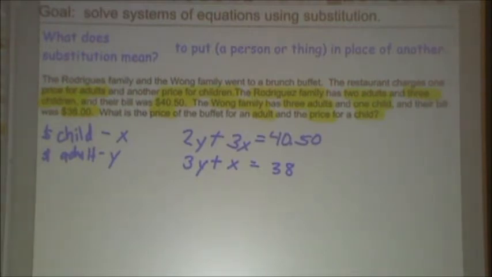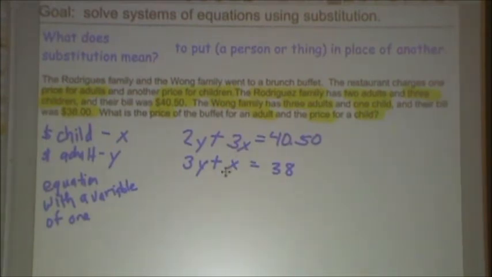So we're using substitution, which means I'm going to plug in, I'm going to put one thing in place of another. And what I'm going to do is I'm either going to put X in place of another X or Y in place of another Y. So the key thing I want to look for is a variable that is equal to 1. So I'm looking for the equation with a variable worth 1. And right here, I've got it right here.